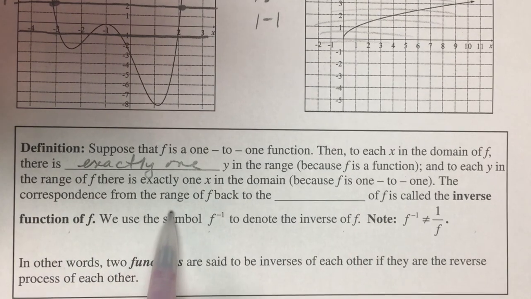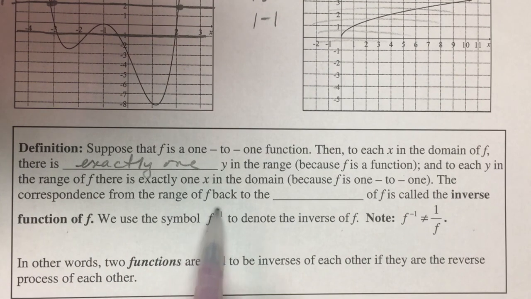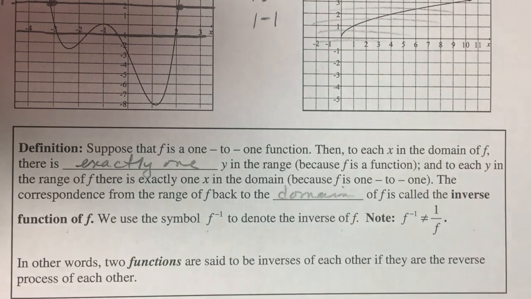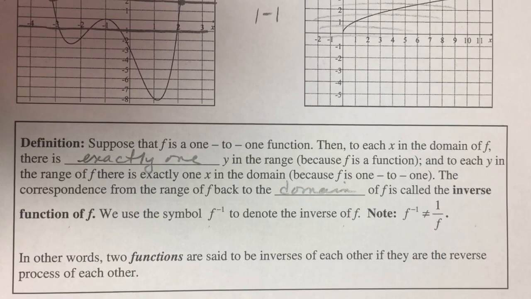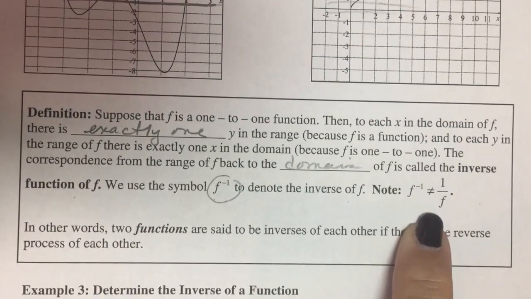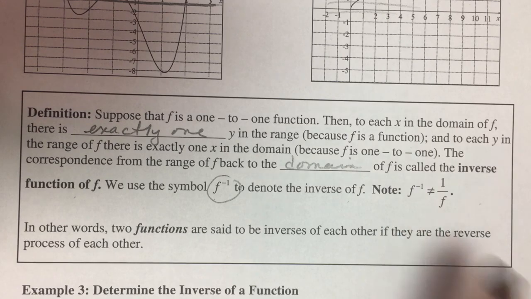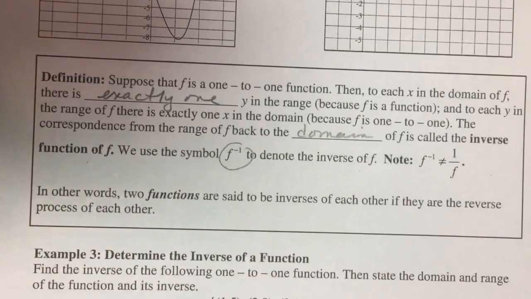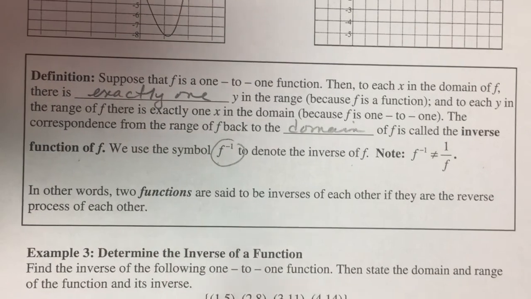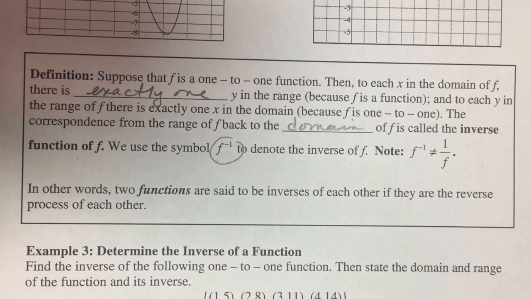The correspondence from the range of f back to the domain of f is called the inverse. This is the symbol we use for inverse. And here's a note. Don't think of inverse as 1 over f. That's not what it is. And we're going to show examples of how to find the inverse. In other words, two functions are said to be inverses of one another if they are basically reverse processes of each other, like addition and subtraction are inverses of one another because they undo one another.